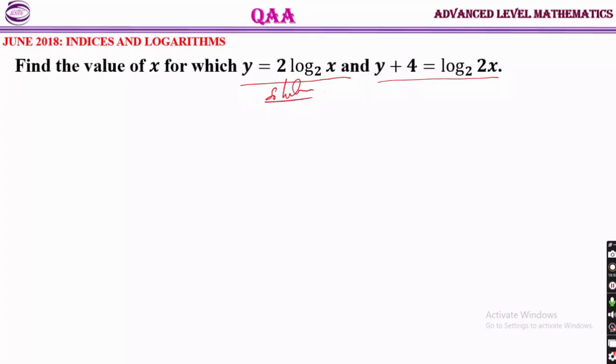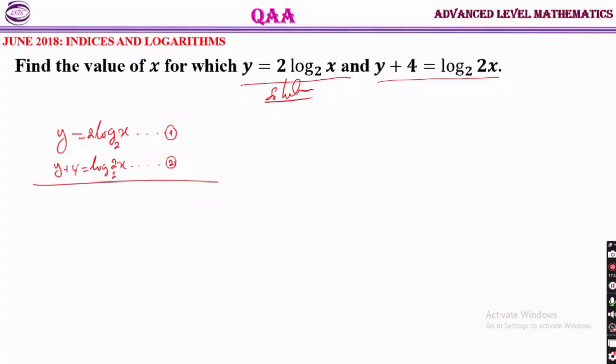Now, in solution, we can observe this as a simultaneous equation where you have to solve the values of y and x. Just like the question has said, you should solve only for the value of x. So we can say y equals 2 log to the base 2 of x as equation 1. And then we have y plus 4 to be equal to log to the base 2 of 2x. That is our equation 2.